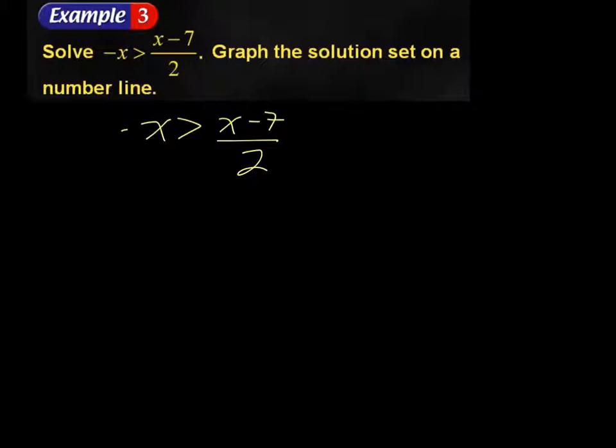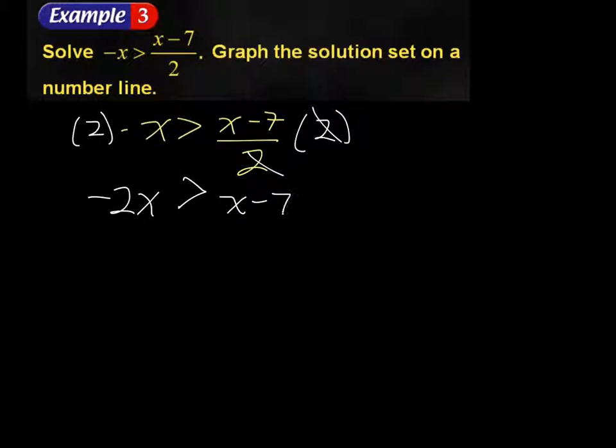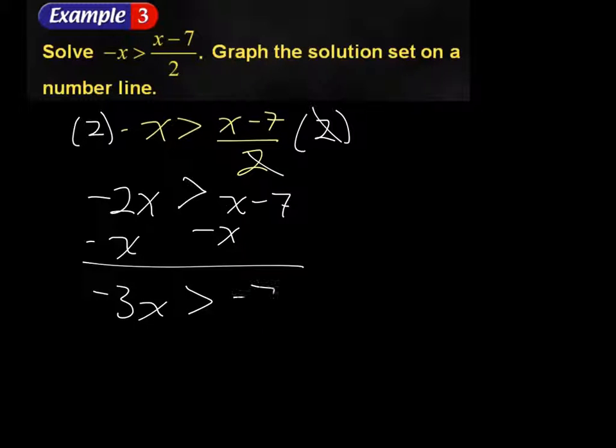Okay, again, we're solving and graphing on the number line. To undo divide by 2, we're going to multiply by 2. So I got -2x. I multiply by a positive, so my inequality stays the same. Is greater than x minus 7. The times 2 divided by 2 just canceled out. I want to get x on one side of the inequality. So I'm going to subtract x from both sides and have -3x is greater than -7. The x is canceled out.